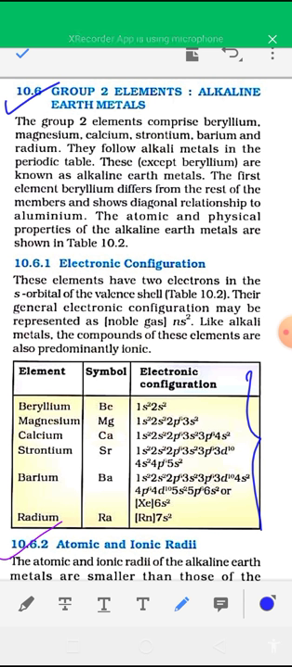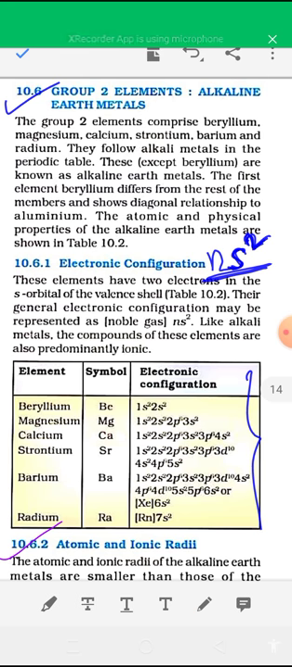Okay, so the common electronic configuration of group 2 elements is ns2, and their valence is also 2 and common oxidation number is also 2, because they have 2 electrons, they can lose these 2 electrons easily. Okay, so the common oxidation state of group 2 elements is 2. Group 2 elements comprise beryllium, magnesium, calcium, strontium, barium and radium, and they are called alkaline earth metals.